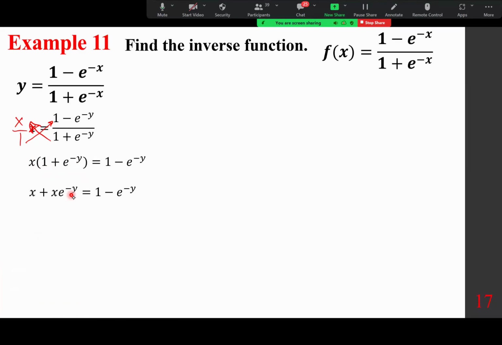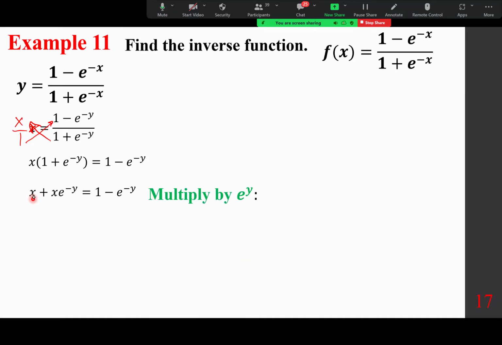We don't like e to the power minus y. You have two choices. You can write this as x over e to the power of y, and write this one as 1 over e to the power of y with the negative sign. Or just the way it is, you recognize you can multiply by e to the power of y to get rid of it. So if I multiply both sides by e to the power of y, what happens?